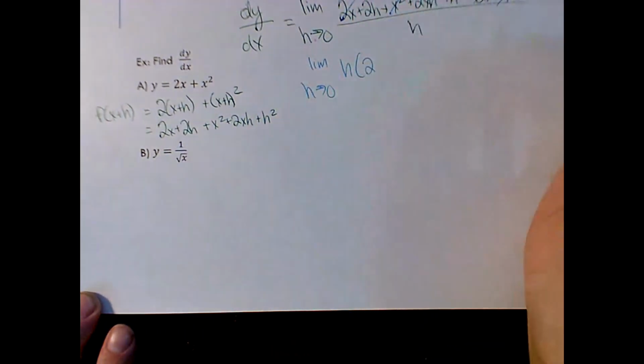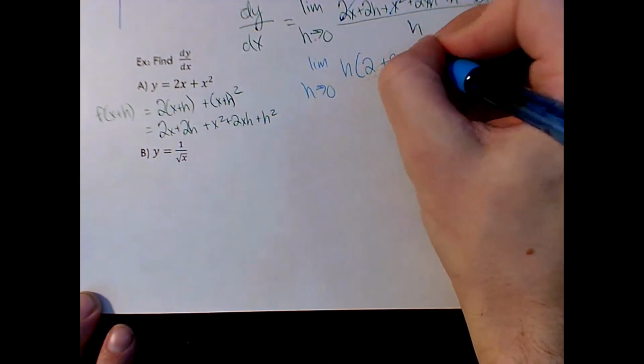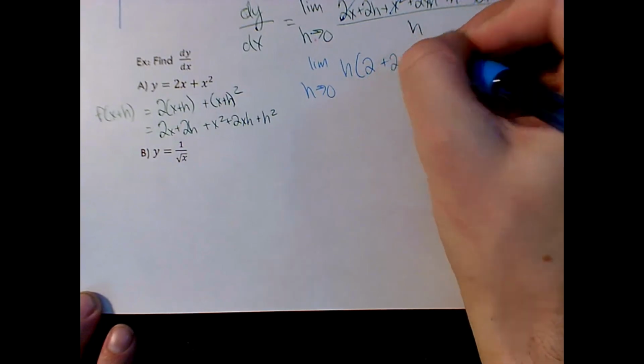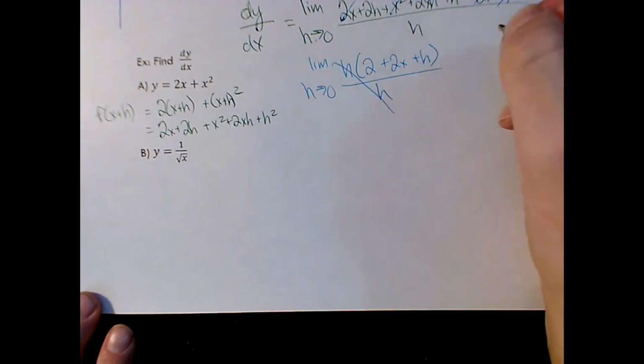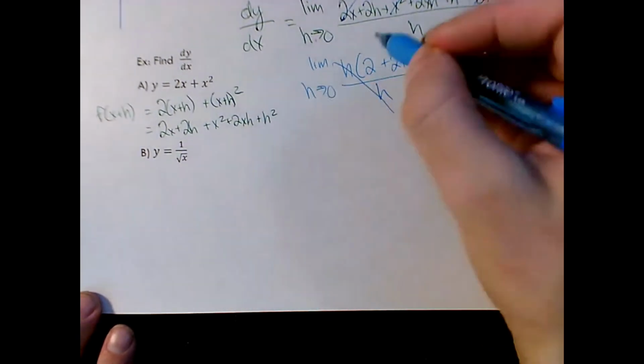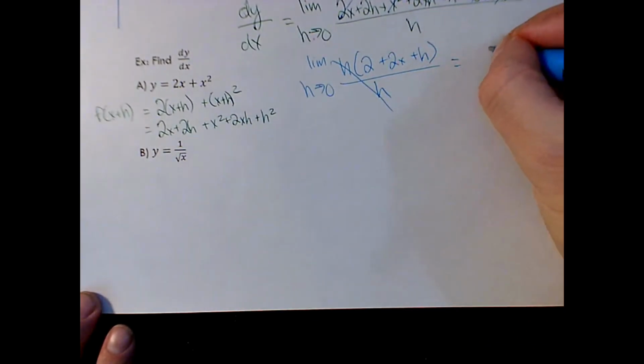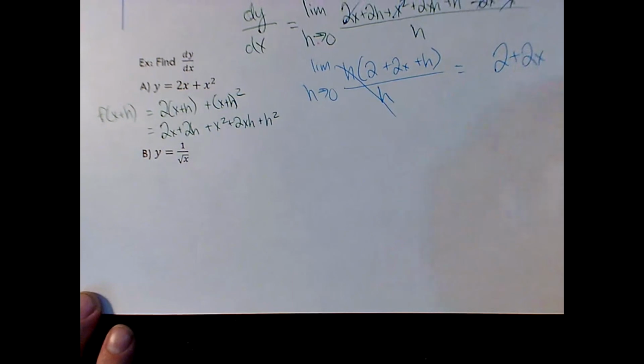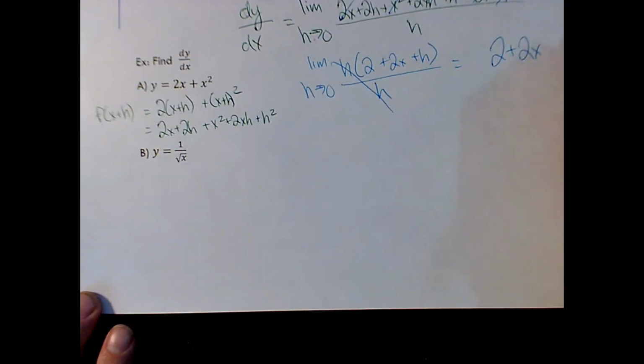That leaves us with 2 plus 2x plus h over h. Cross out the h's. Plug in the 0 for h, and I get 2 plus 2x. That is what dy dx is.